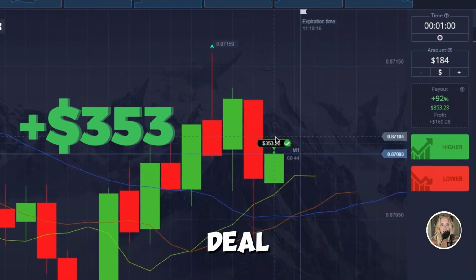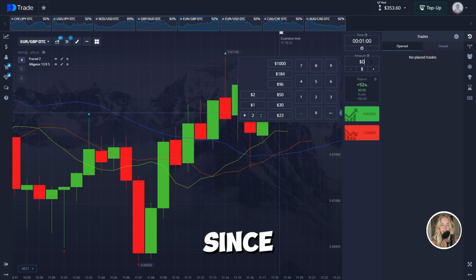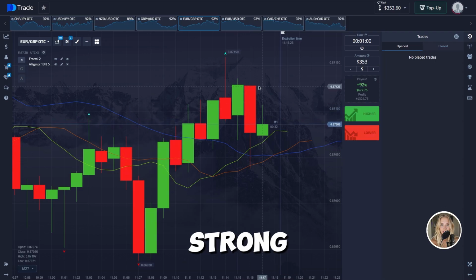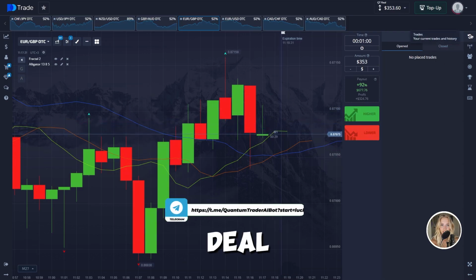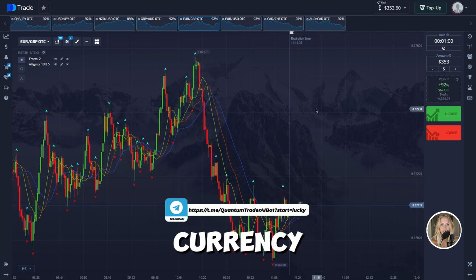Once again, our deal closes in positive territory in the last seconds. As I said, since we had a strong pullback, the next candle should also show its strong upward force, so we close the deal in positive territory. Let's continue trading and select the next currency pair.